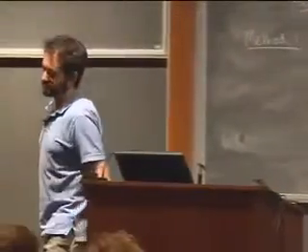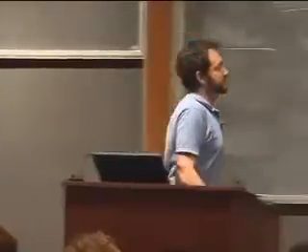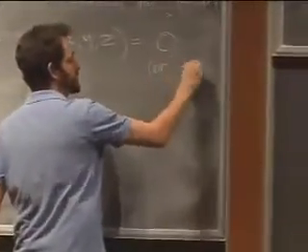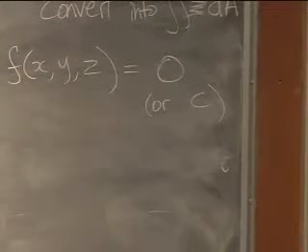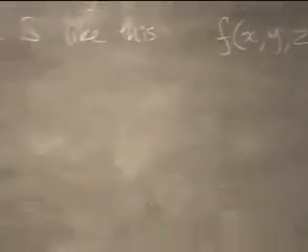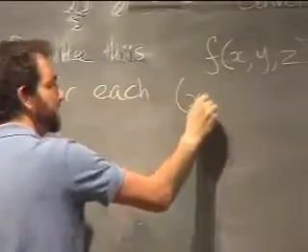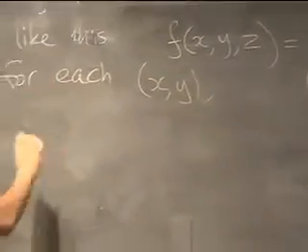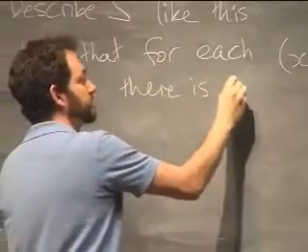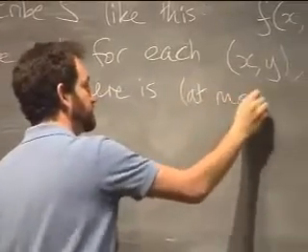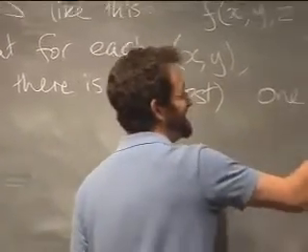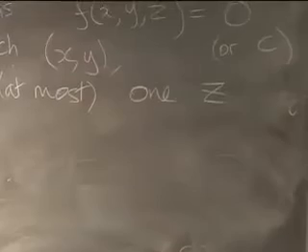Very, very often you see this, or a constant, that's fine. It doesn't matter. All you're going to do is take the derivative. So you describe S like this, and here's what you hope: that for each value of x, y, there is at most one z.